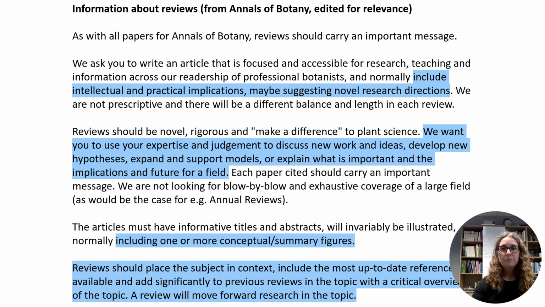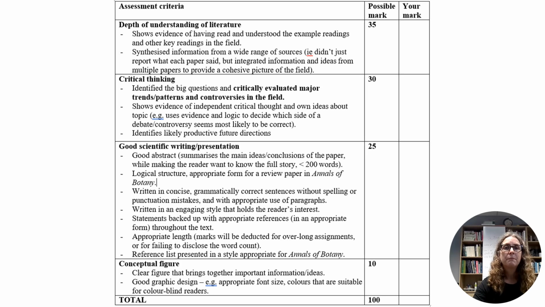Okay, so your review should also place the subject in context. It should include the most up-to-date references, so not just the ones that we give you as sort of starters. And we want you to try to come out of it nice and positive, to move forward the research on your chosen topic.